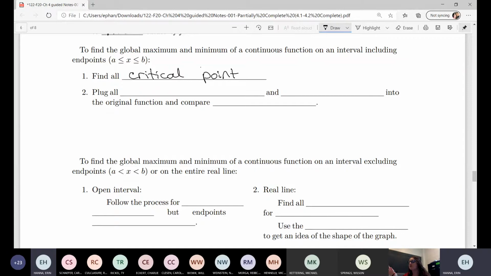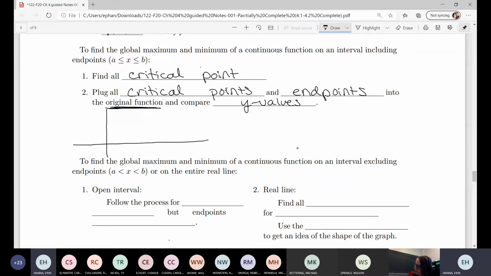But then, instead of using a sign chart, what we're going to do is plug all the critical points and the endpoints into the original function, and compare y values because we want to know which one's higher than the others. All of the global maxes and mins are going to be at one of those points. It has to be either at a critical point or at an endpoint. I'm going to draw some pictures to demonstrate why.